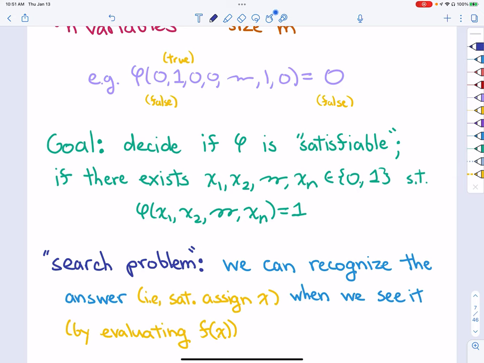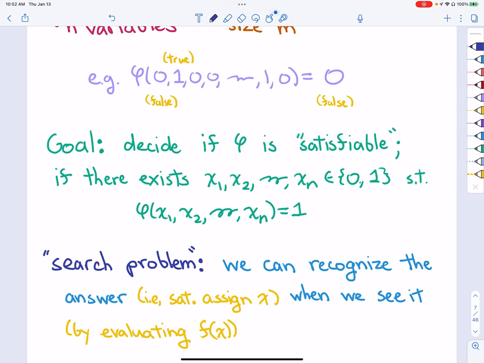If you have the right answer, if you have a satisfying assignment, then you can double check that it's correct very quickly. So if the answer is yes and you find it, you can also verify that you found the right thing. Why? Because the satisfying assignment we can plug in, and it's not very hard to evaluate a Boolean formula. Build out the tree, work your way up. Or you could do it in linear time, probably using just a stack.